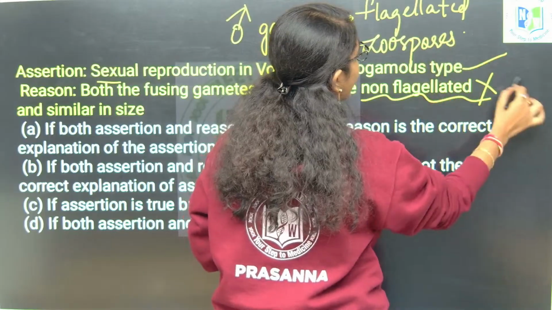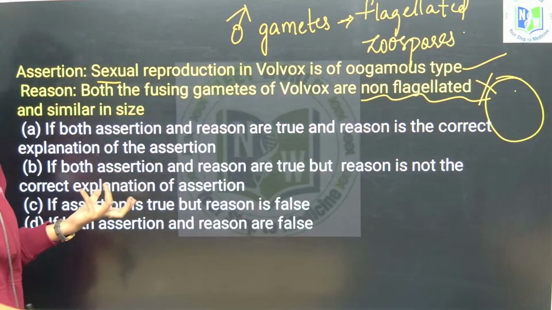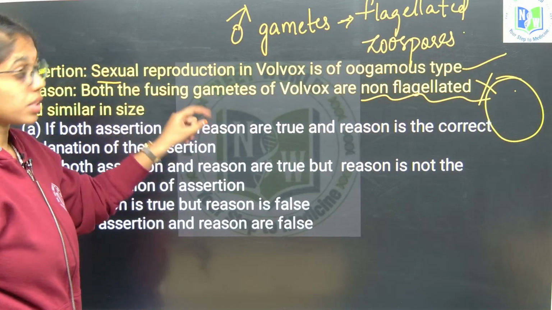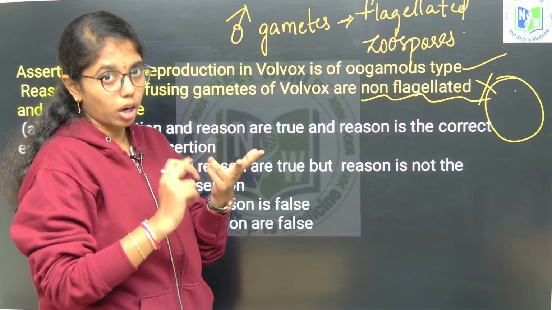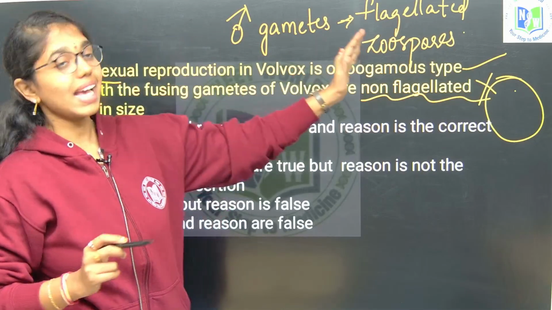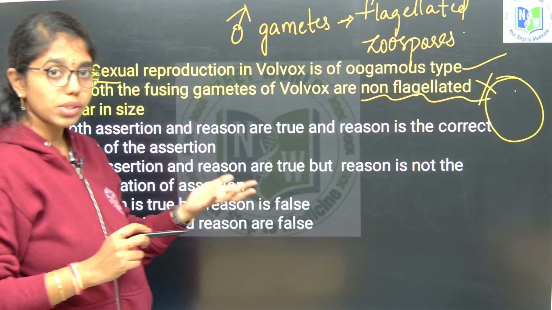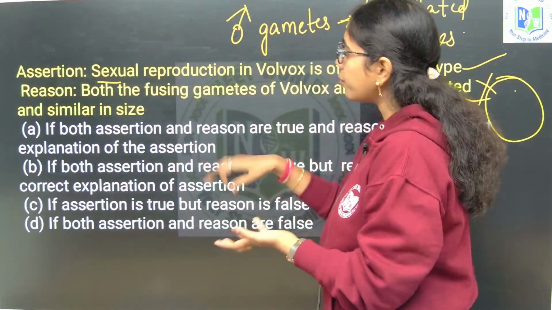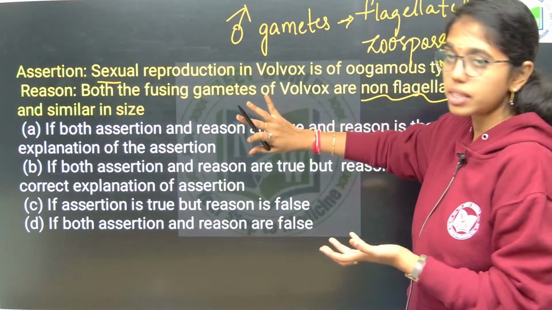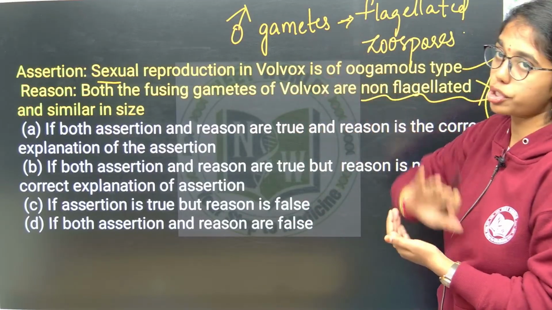Fine. Female is large, non-motile. So, this is conducting oogamous type of reproduction. But in case reason is also correct, how you will identify whether it is explaining or not is, you have to read the assertion. After that, add a few prepositions or put a few questions like why, what, where, but, is, if. Like that, if you are adding the preposition and reading the reason, then you will get to know easily whether reason is explaining the assertion or not.